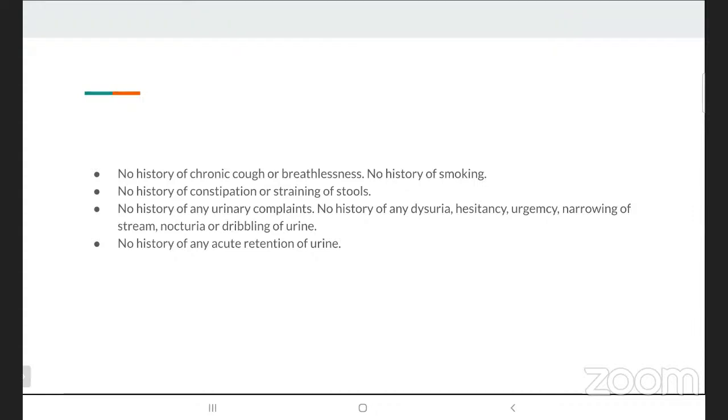You would never ask about nocturia. If the examiner asks the patient whether you pass urine more at night, the patient will say yes. So please don't unnecessarily put in all the terms, like dribbling of the urine. Why do you ask that history, dribbling of the urine? What kind of dribbling are you going to expect in a 22-year-old individual?